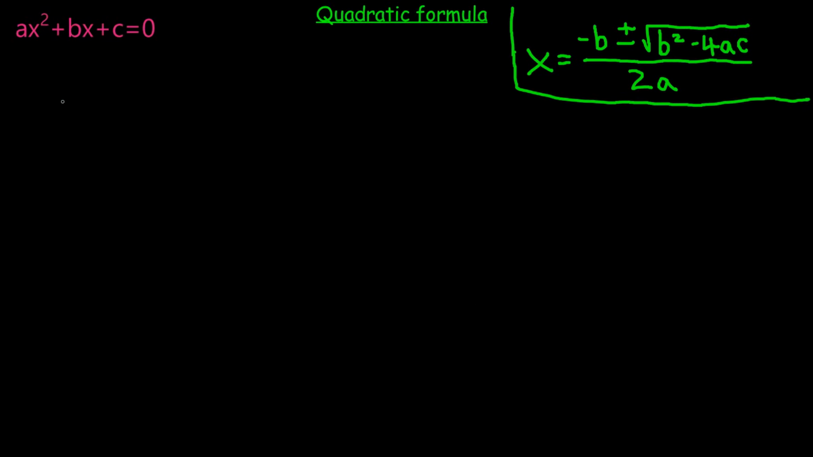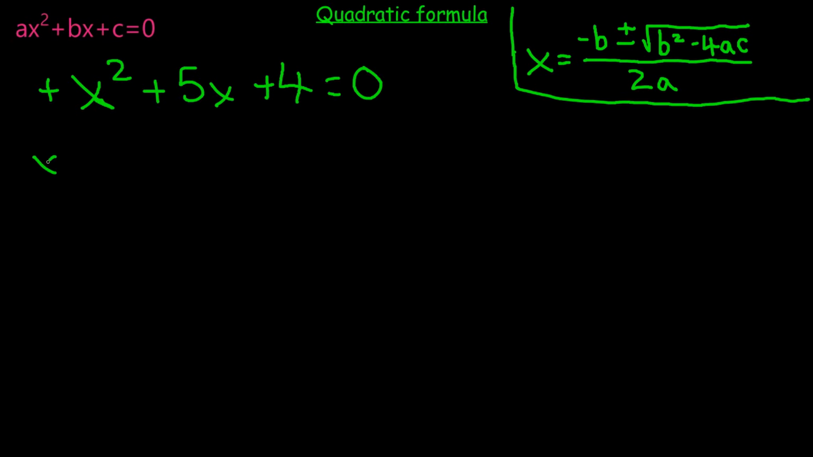Let's say we have negative x squared minus 5x minus 4 is equal to 0. Now the best thing to do with this is to multiply through by negative 1. So you end up with positive x squared plus 5x plus 4. Multiplying 0 by negative 1 leaves it as 0. So it's easier for us to work with this now.